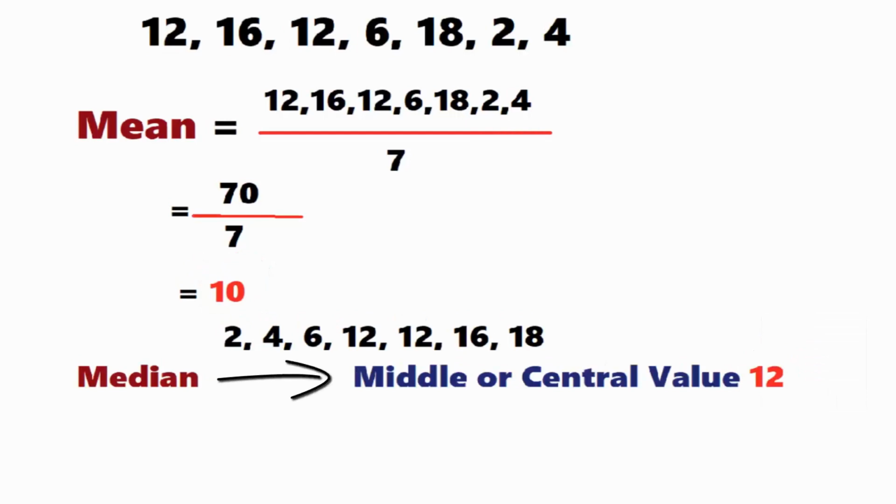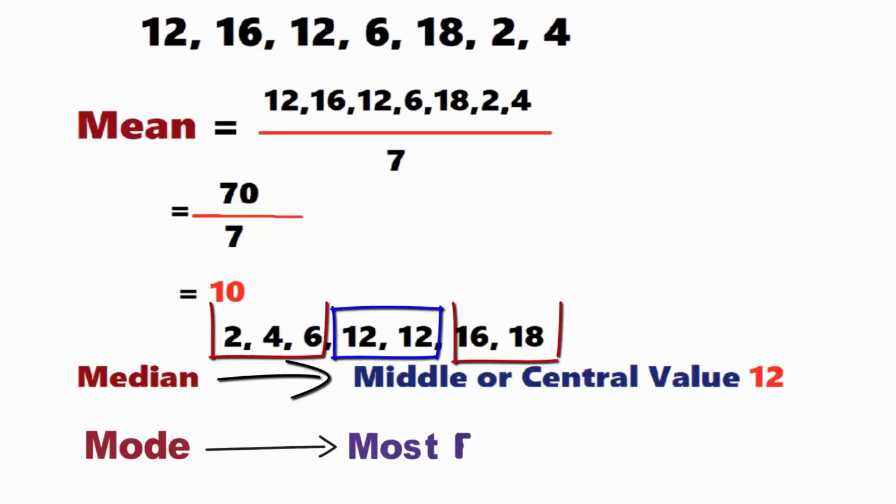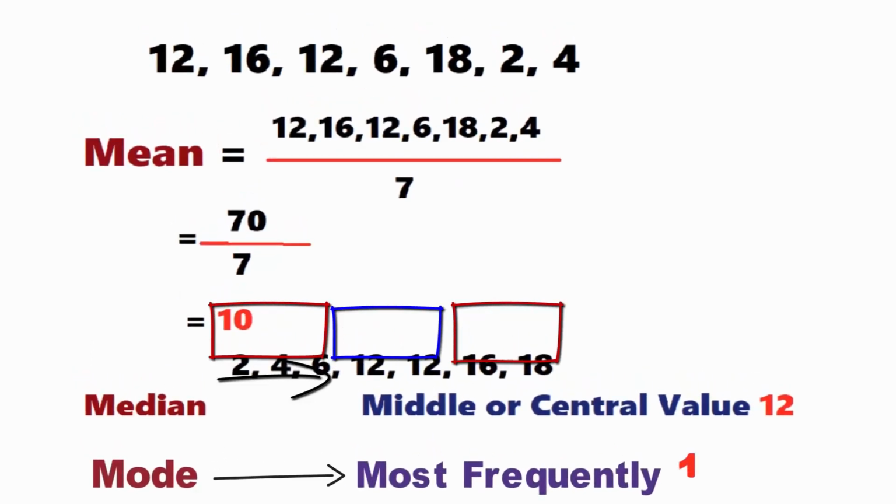Okay, now, the third concept is that of a mode. It is the value that occurs most frequently. In our list, we can see the 12 occurs twice, and all other numbers occur once, so the mode of this set of values is 12.